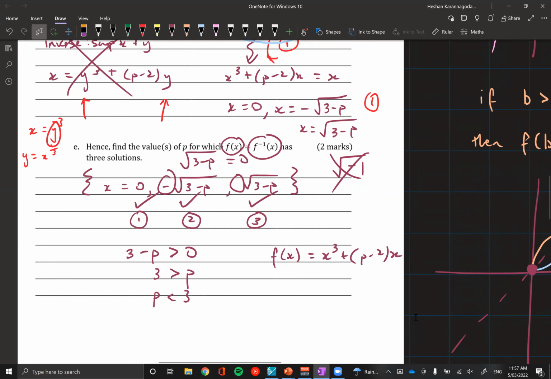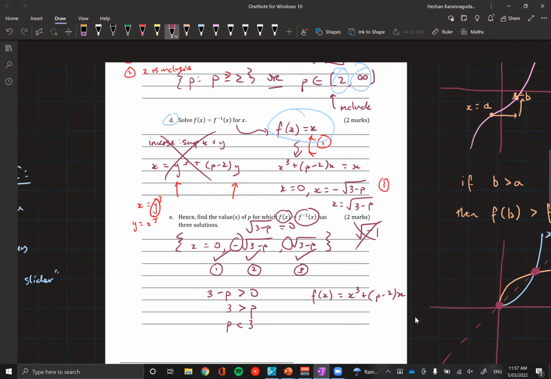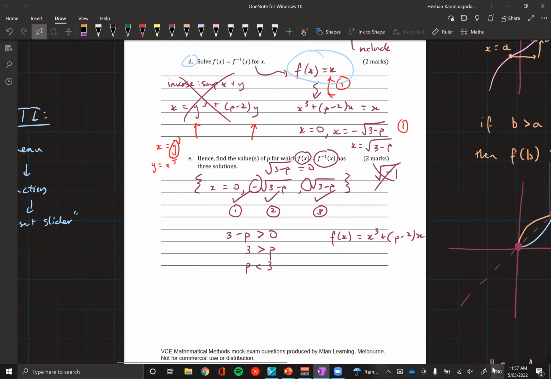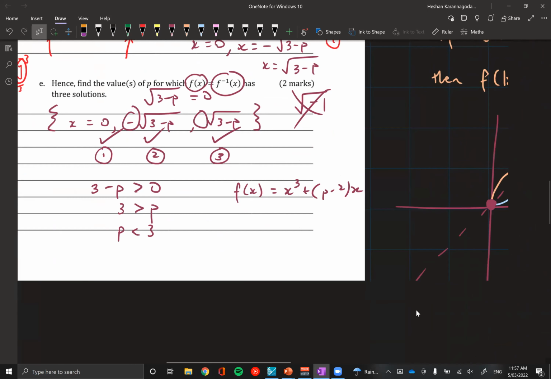But in this case, the reason why I brought up the strictly increasing thing was that we can make the function and the inverse exist by setting values of p for which it's strictly increasing only. And we actually found that in part A. P was an element of 2 to infinity, inclusive, to make the function strictly increasing. So let me just write this down as a thought process.